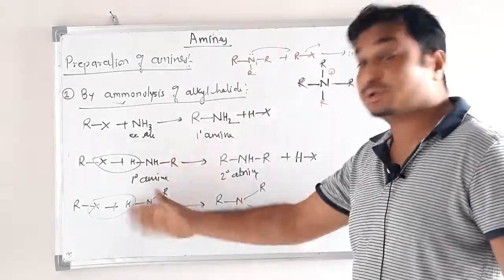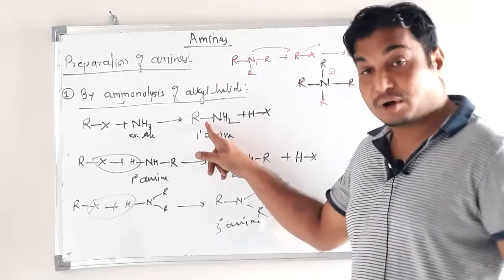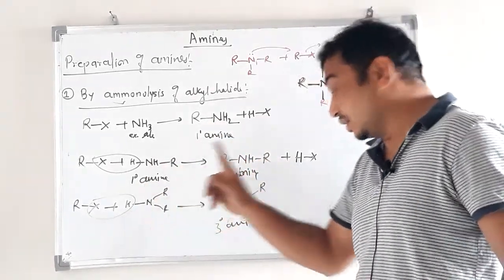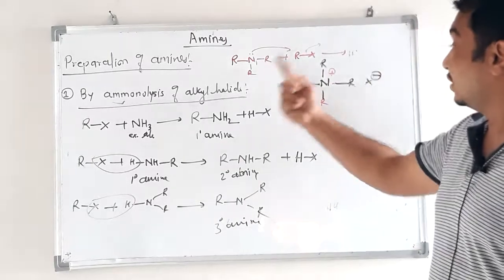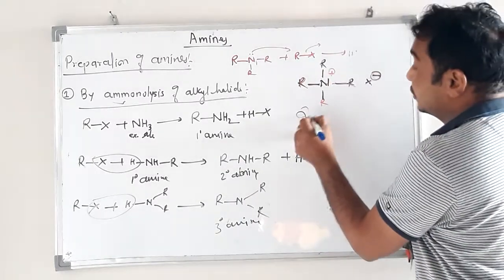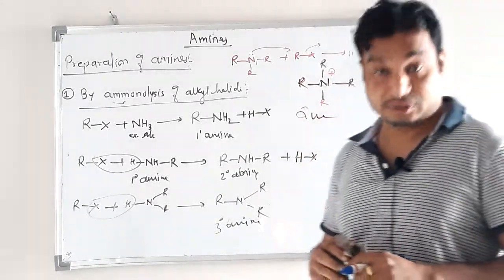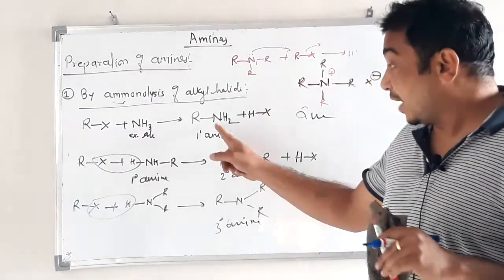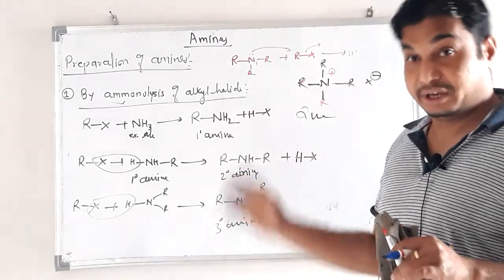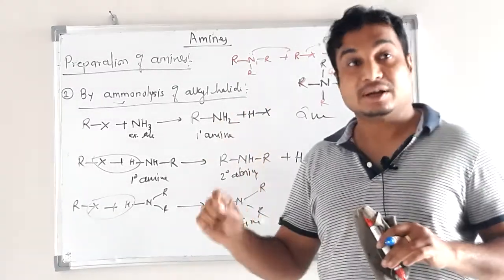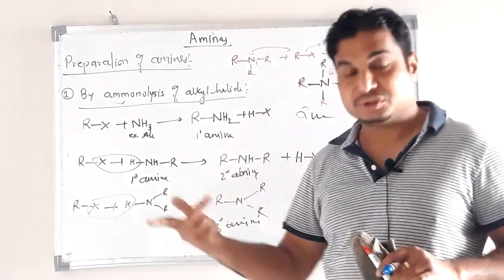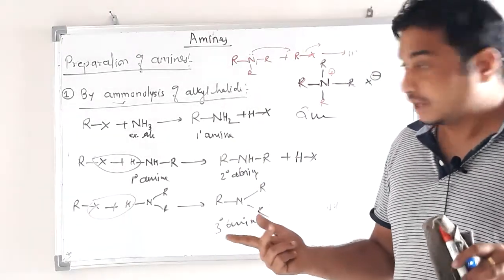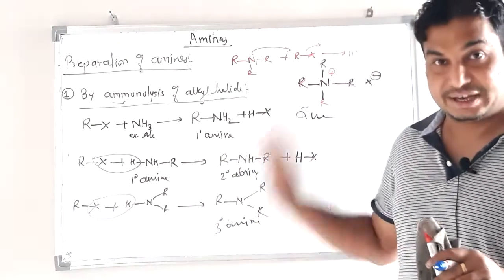Therefore, these steps occur. First, it will form primary amine, then primary gets converted to secondary, then secondary gets converted to tertiary, and tertiary gets converted to quaternary. This is quaternary ammonium salt. Okay. So, that's why if you want primary amine, during the reaction primary amine will form, but immediately it will get converted into secondary, secondary to tertiary, and tertiary to quaternary. This is one of the limitations of this reaction.